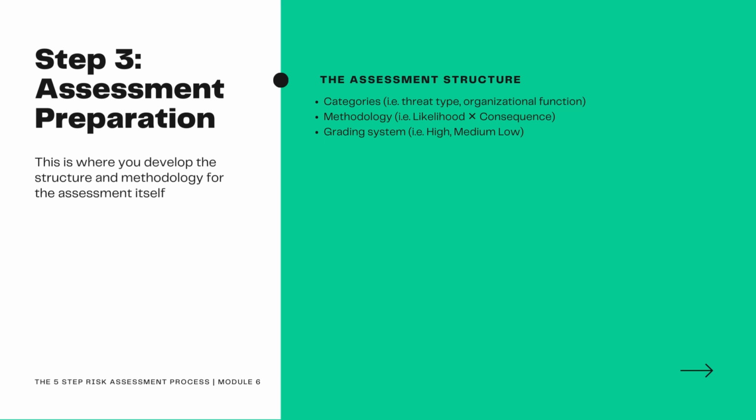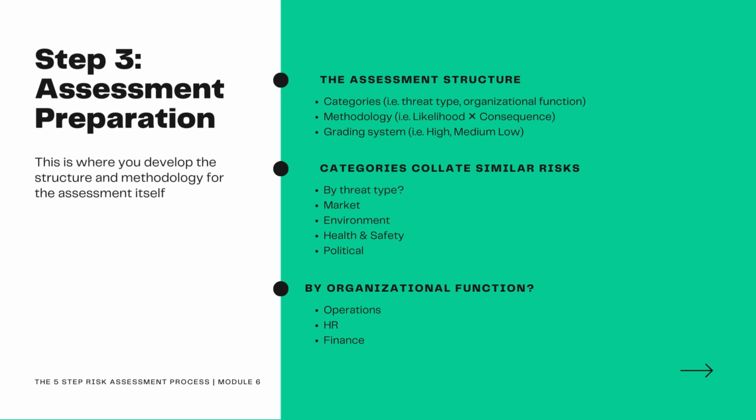Also, take into account the categories and put them together to see if they are similar risks. Categorize these by the threat type, the market, the environment, health and safety, and any other aspects. And then you also have to think about the organizational function. You have to think about operations, HR, and of course, finance.